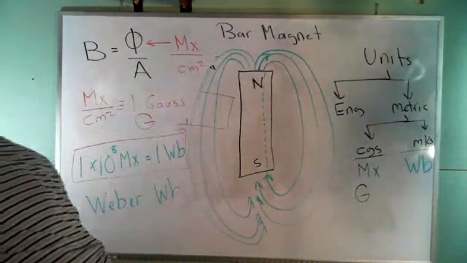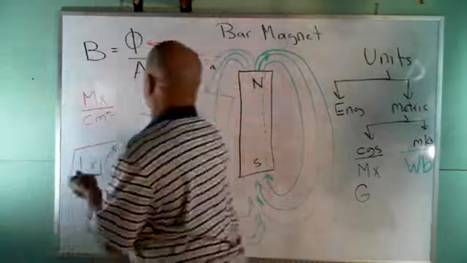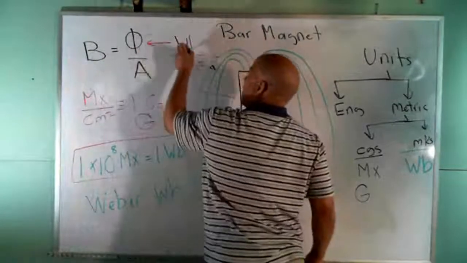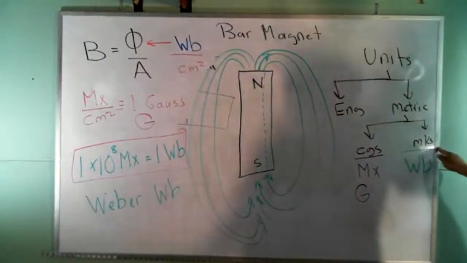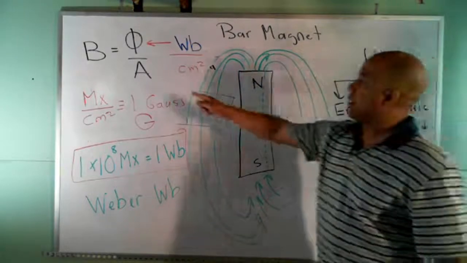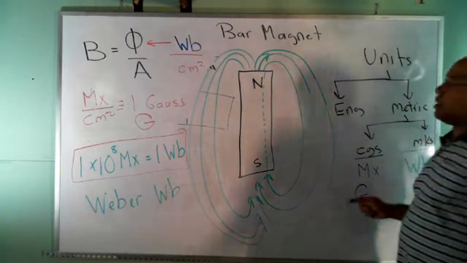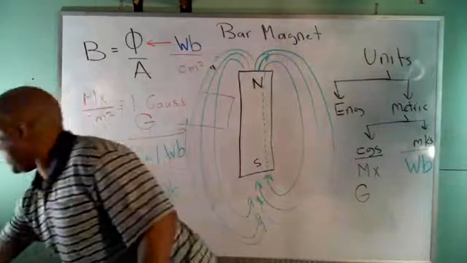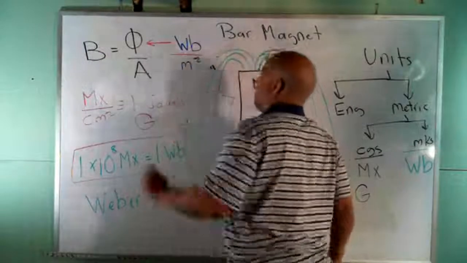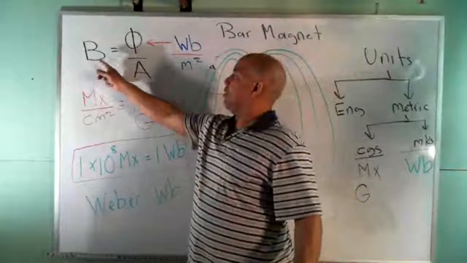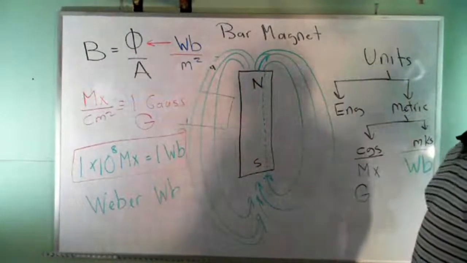If I use Webers for the flux, put Webers there, then that means I'm over here because Weber is under MKS. And when I do my area, I'm going to have meters, so it's square meters. So if I have Webers over meter squared, then that would be the unit for flux density under the MKS system, a Weber per meter squared.